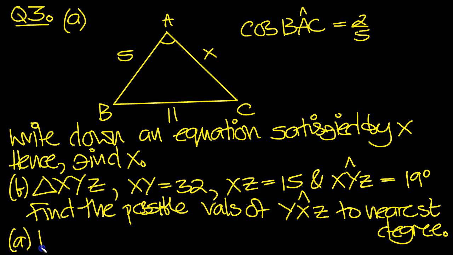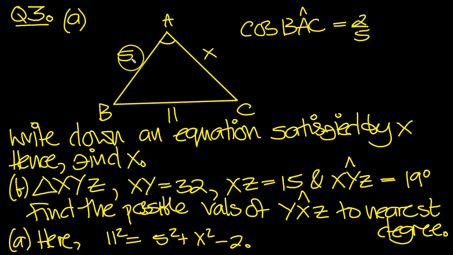So A, here I've got the question in summary form. So this squared, 11 squared, is equal to B squared plus C squared, 5 squared plus X squared, minus 2 times B times C, so that's 5 times X, cosine of the included angle, which is 2/5. So we can just put 2/5 down, can't we? So what do we get here?